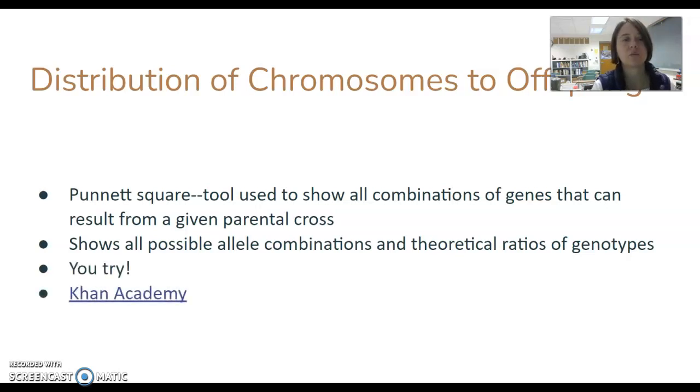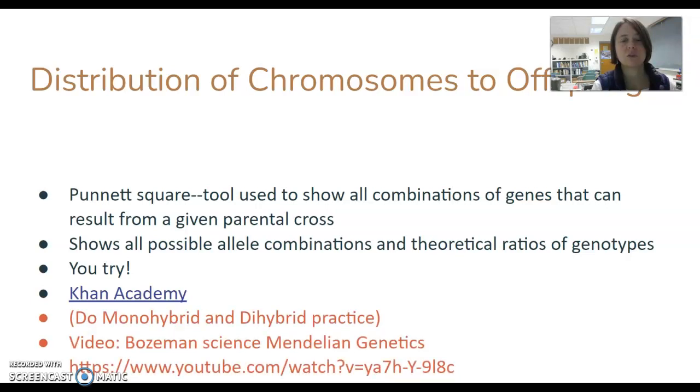Okay, we're going to do a little bit of practice in class. So there is some monohybrid and dihybrid practice, and we're going to watch a little video about Punnett squares and Mendelian genetics.